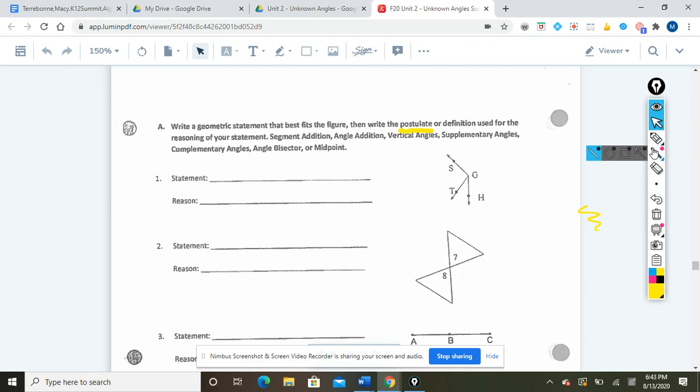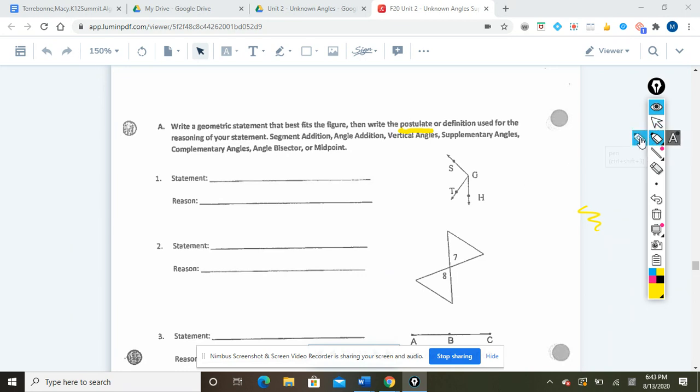Number 1 is kind of a weird one because you look at this and you're like, all right, they're not vertical angles. They're not supplementary angles. It's not bisected. So what can I say about this picture besides the fact that it's two adjacent angles making a bigger angle?